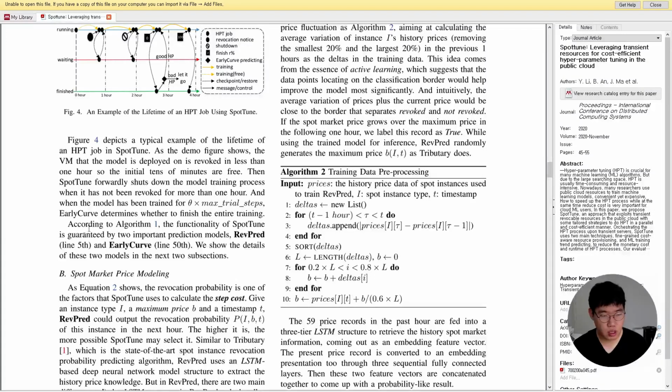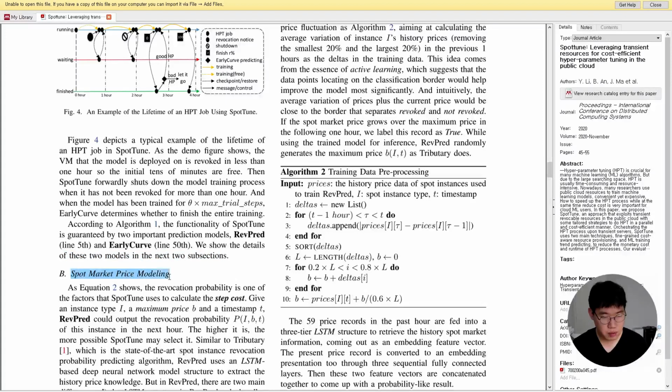According to Algorithm 1, the functionality of SpotTune is guaranteed by two important prediction models: the revocation predictor, line 5, and early stopping, line 15. We show the details of these two models in the next two subsections.